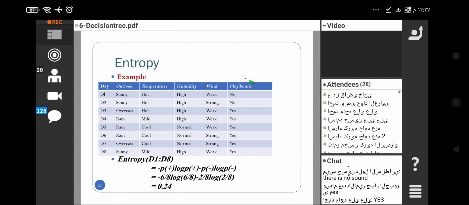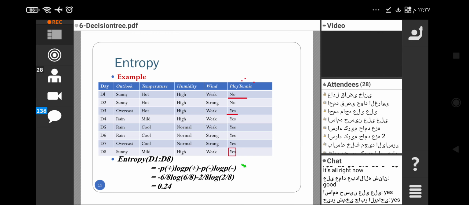Yes. So you see here that our data has two classes, no and yes. These are the two classes. And we want to calculate the entropy of this data. Okay. So we say that the probability of positive means yes. Probability of positive means the probability of yes in the data.